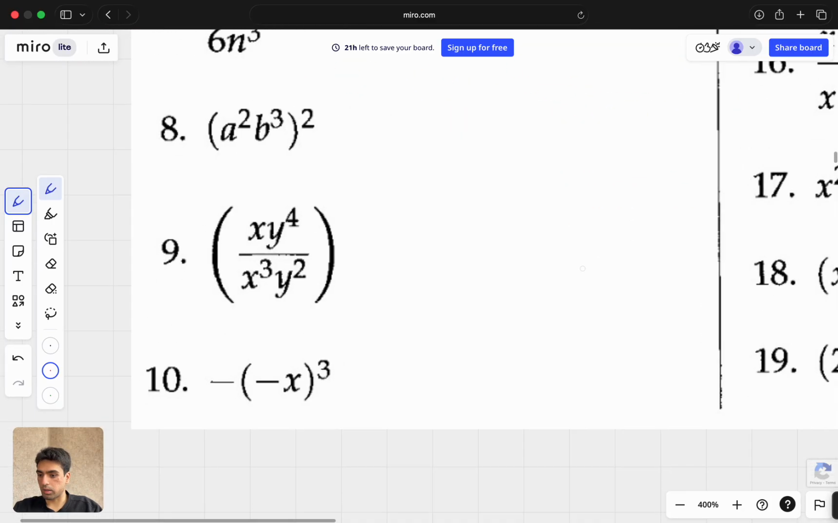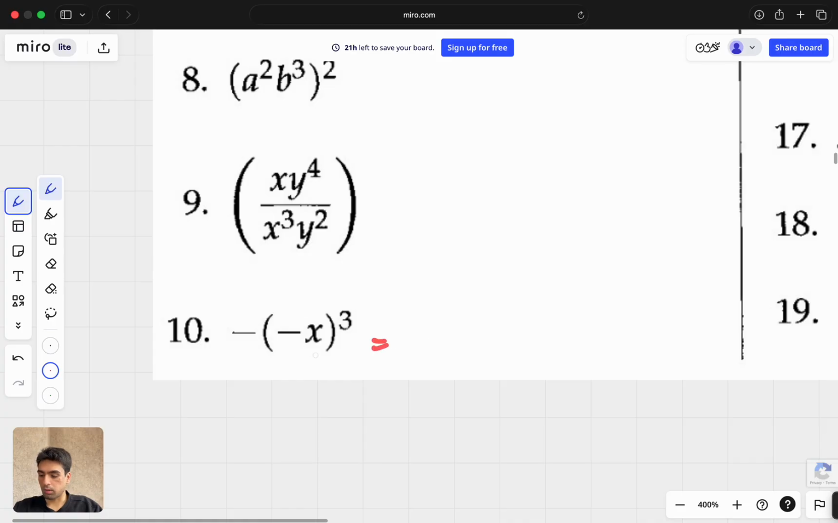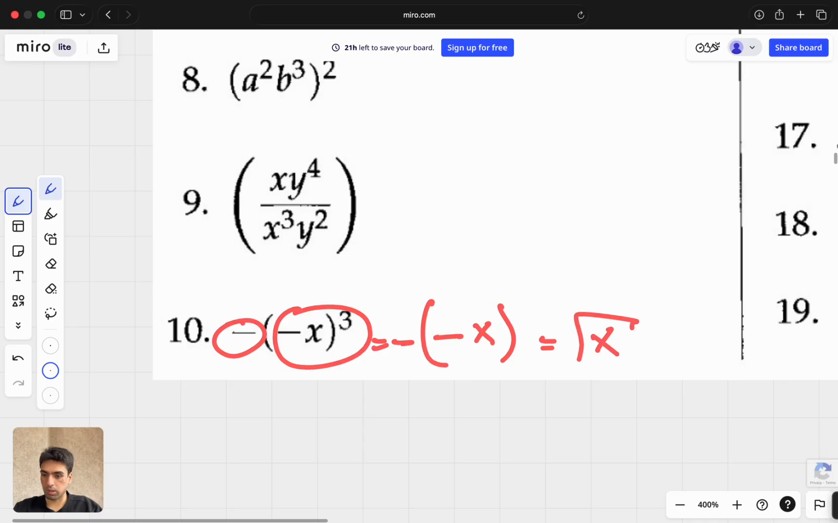Then let's try this one. So we solve the brackets first. We have negative x cubed, which because the power is odd, we get negative x for this. That's negative x. And then we have a negative outside as well. So this negative that's here becomes plus x, right? So negative becomes positive.